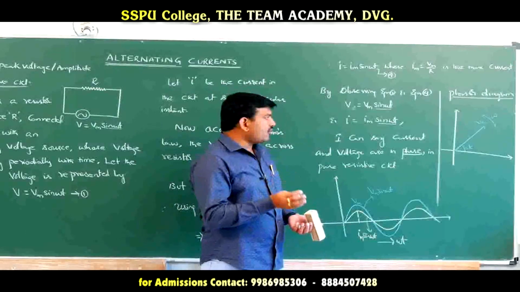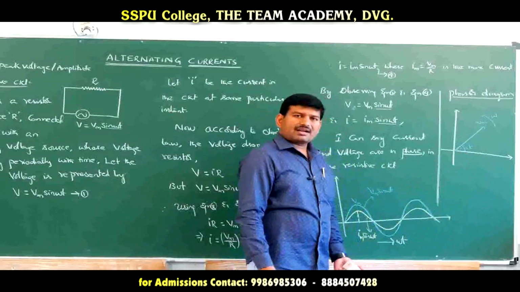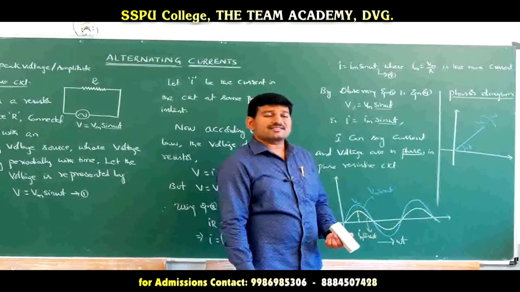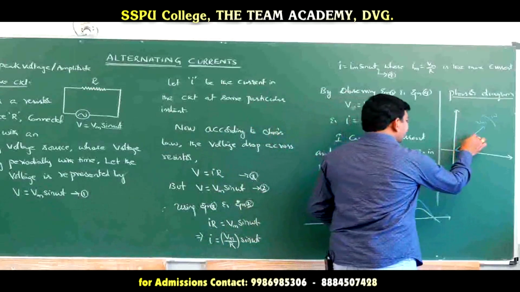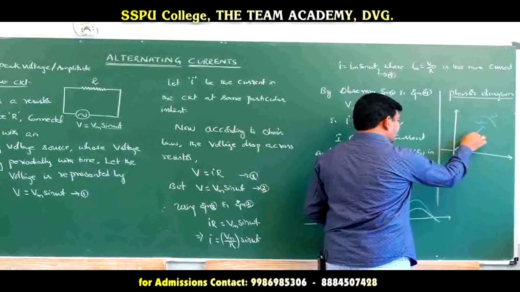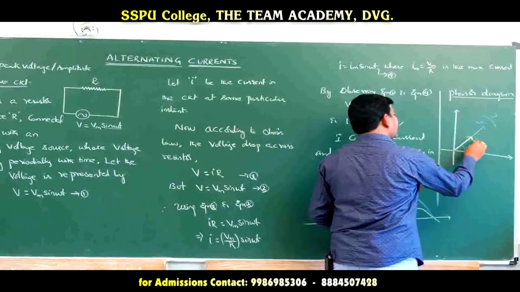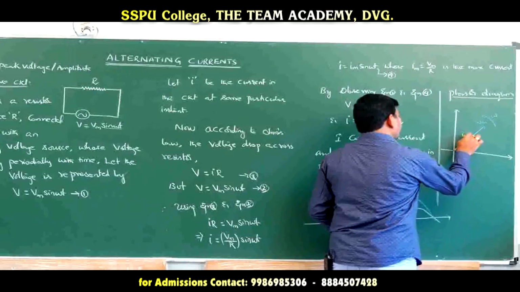Now here current and voltage are in phase. Therefore, if the voltage vector moves by an angle of omega t, then the current vector should also move by the same angle. Therefore, this is the representation for current. If you see here, from here to here, it is the amplitude of current, Im.